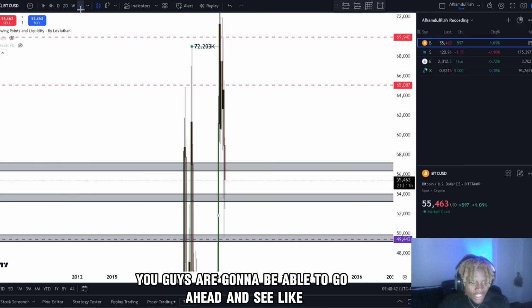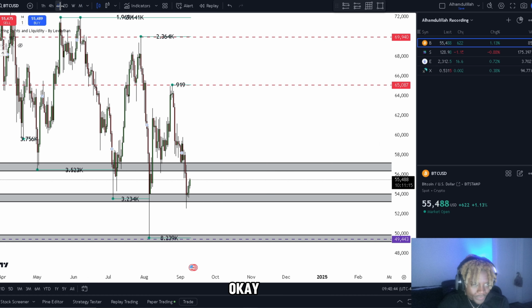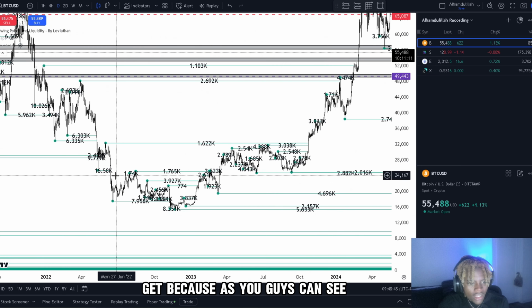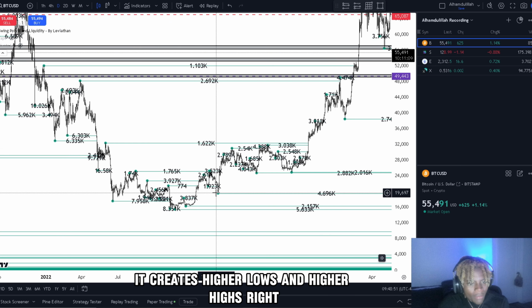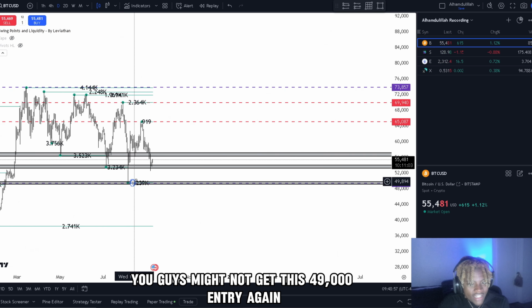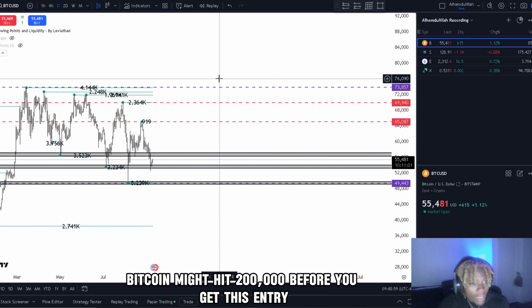Then from there, you're going to be able to see, okay, this is probably the most recent low that we're going to get, because as you can see, price just continues to go up. It creates higher lows and higher highs, right? So you might not get this 49,000 entry again. Bitcoin might hit 100,000 before you get this entry again.